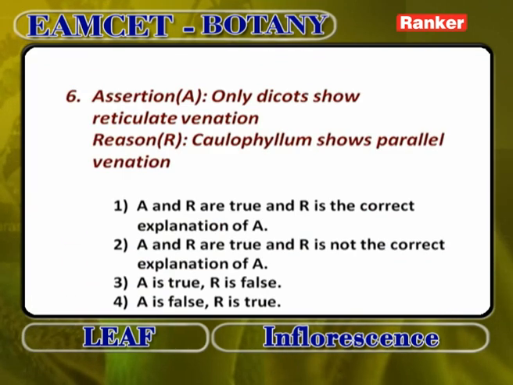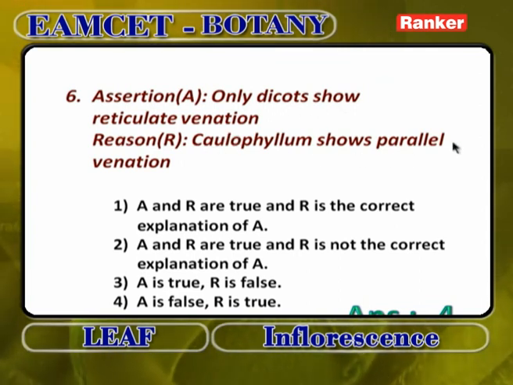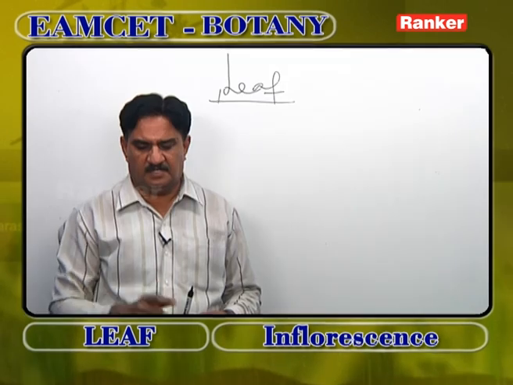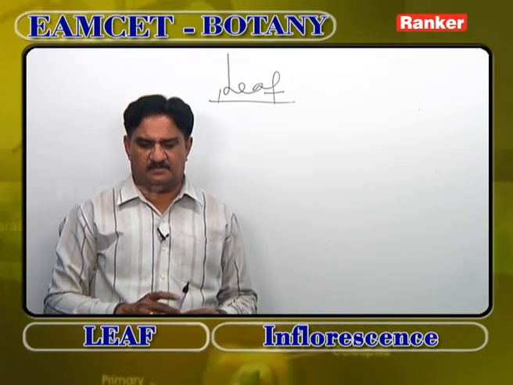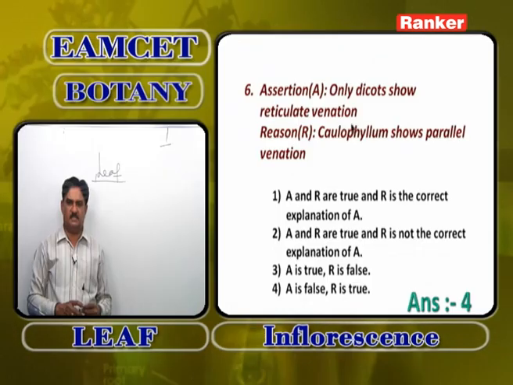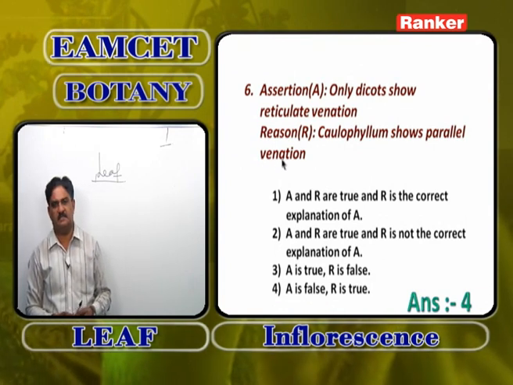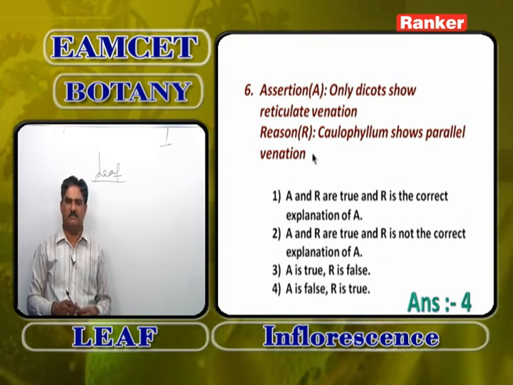Next. Venation. Only dicots show reticulate venation. Calophyllum shows parallel venation. You cannot say that only dicots show reticulate venation, because Calophyllum and Eryngium are two dicots with reticulate venation, so that A is definitely wrong. Calophyllum shows parallel venation is right. So for this the answer is A is correct but R is false.